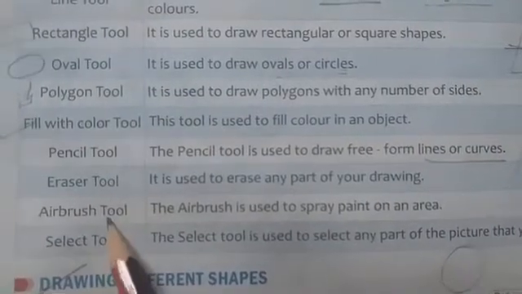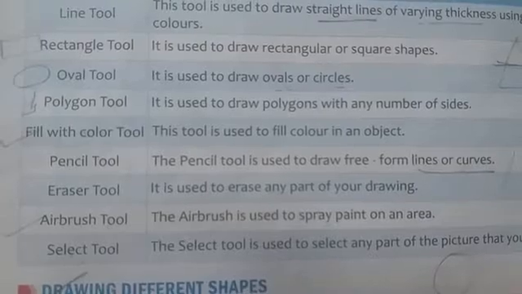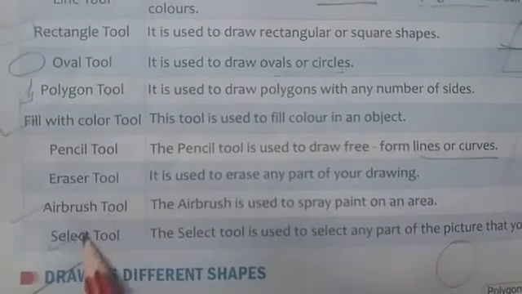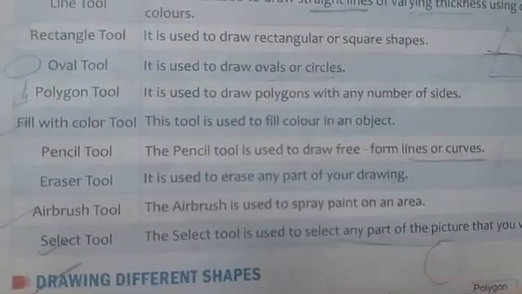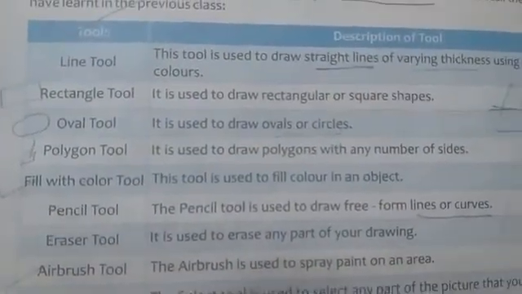Next we have the airbrush tool. Using this tool we can spray a color within a shape. After that, the select tool. This tool is used to select any part of the picture. So this we have already done. Practical also we have done of all these tools.